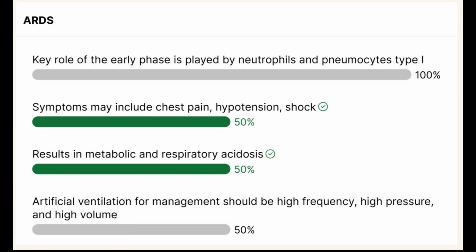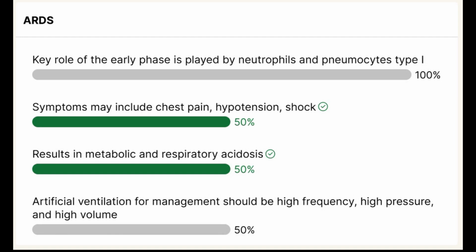Okay, so for the first one, for ARDS, key role of the early phase is played by neutrophils and pneumocytes type 1. So the intent of this question is to highlight what are the main cells responsible for the inflammatory state of ARDS. And we know that ARDS is a pro-inflammatory state initially because of the damage that is done, and it is due to neutrophils and pneumocytes type 2. So these two cells are responsible for releasing pro-inflammatory cytokines and then causing further damage and so on.